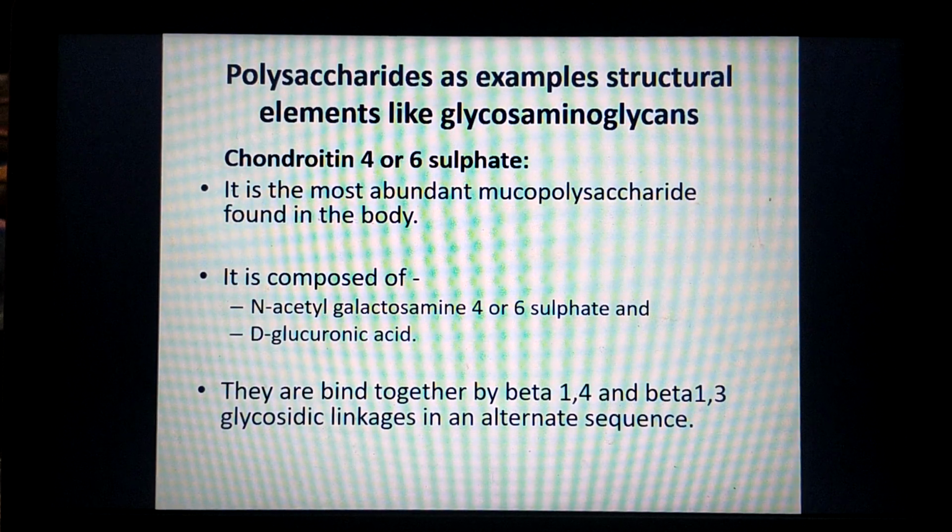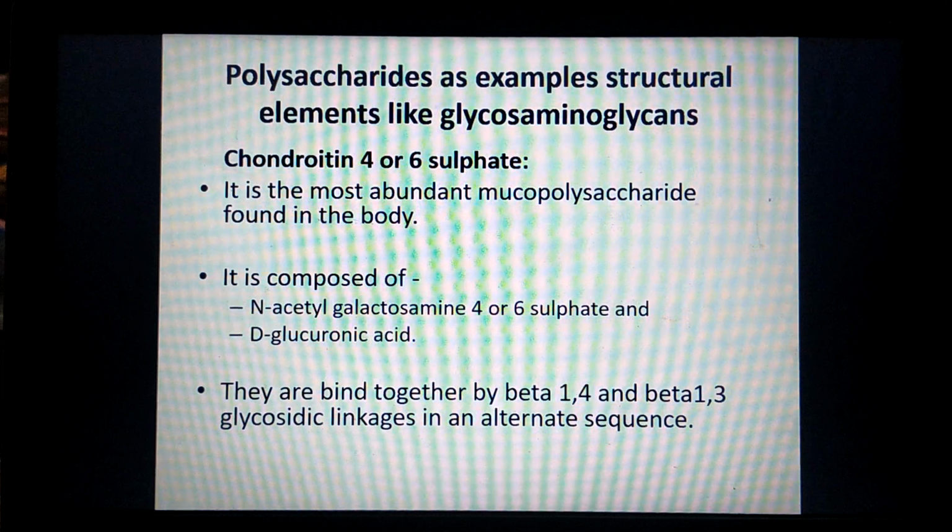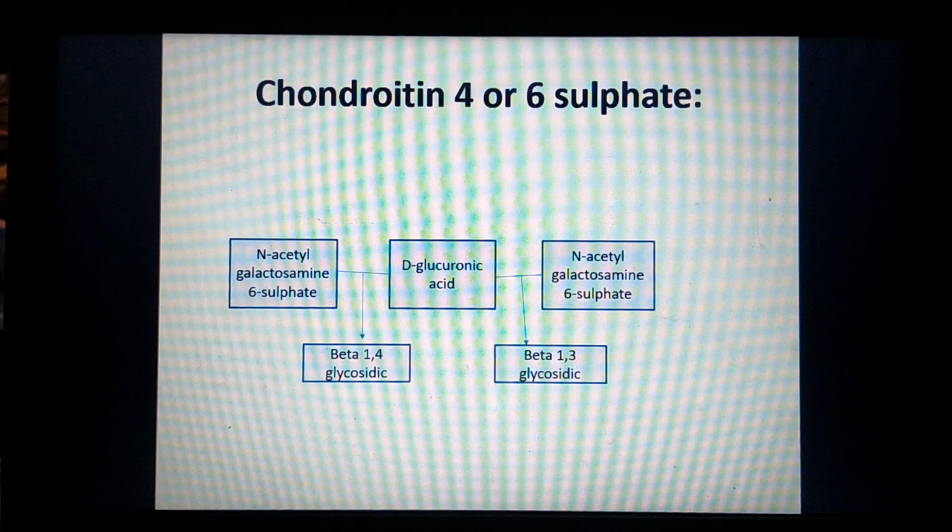Next glycosaminoglycan is containing 4-sulfate or 6-sulfate. It is most abundant mucopolysaccharide in the body. It is composed of N-acetyl galactosamine 4-sulfate and D-glucuronic acid. It is also bound by beta-1,4 and beta-1,3 glycosidic linkage. Amino sugar and glucuronic acid is present in alternate sequence. Again, this is the diagrammatic representation where N-acetyl galactosamine 6-sulfate binds with D-glucuronic acid. The same unit again repeats.